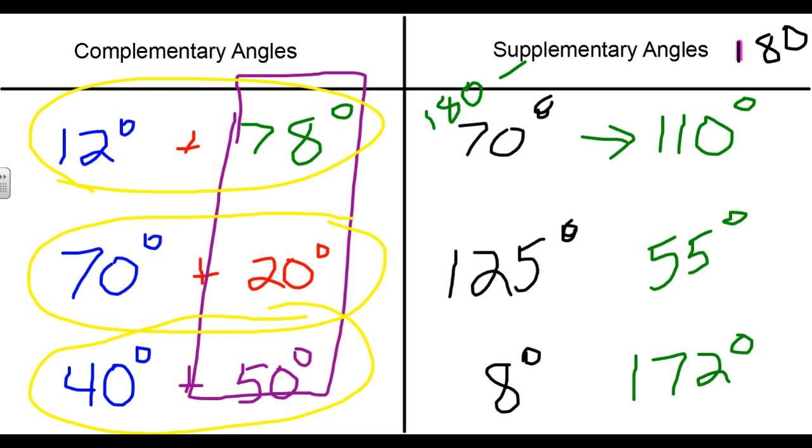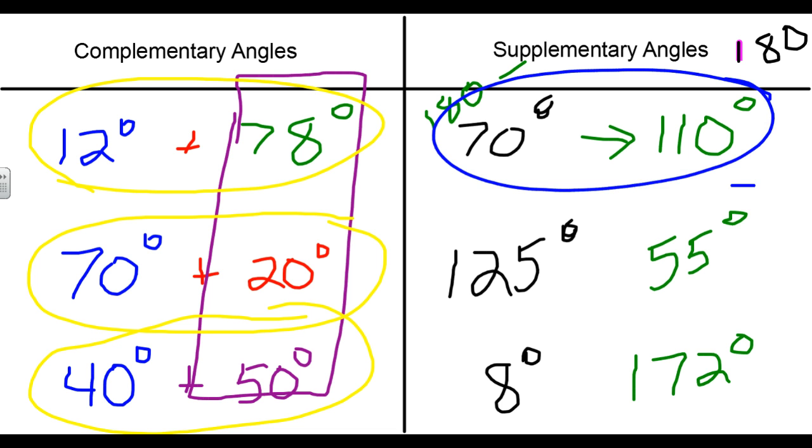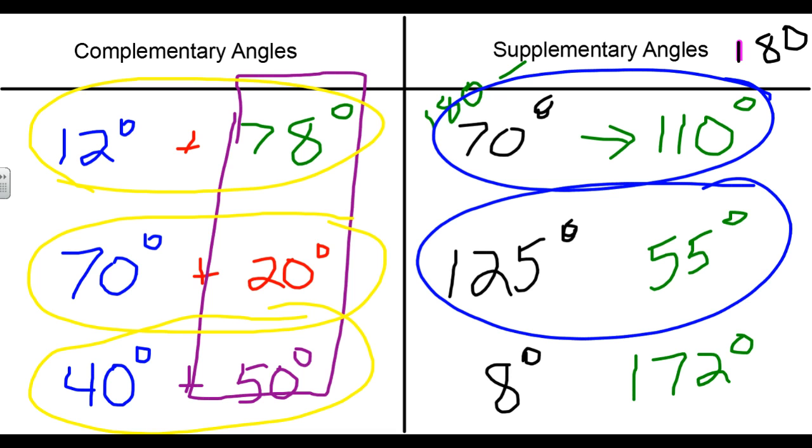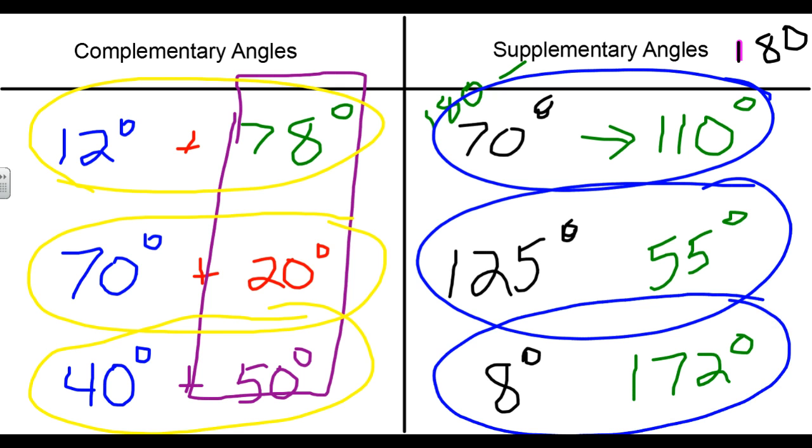So those are the angles that are supplementary. 70 and 110 are supplementary. They add to 180. 125 and 55 are supplementary. Together they create a 180 degree angle. And 8 and 172 are supplementary. They make a 180 degree angle.